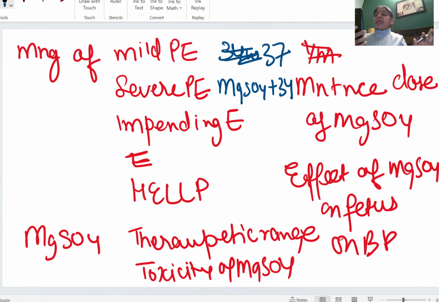What is the effect of magnesium sulfate on fetus? Fetus goes into hypotonia and respiratory distress, respiratory failure. Magnesium sulfate has no effect on BP.